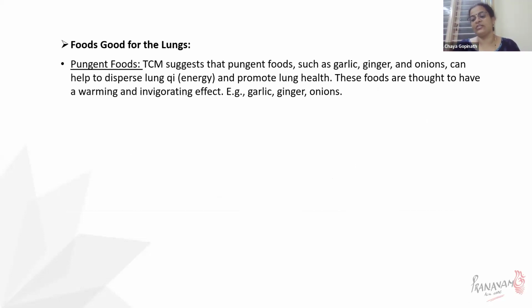We already learned just now that sour foods or pungent foods are going to create warmth and help in movement of chi. So garlic, ginger, and onions are good for your lungs. One particular trick I always tell my patients is that it is not just taking orally.